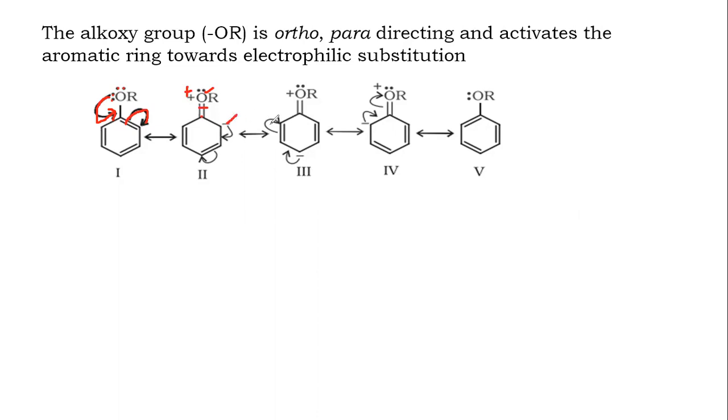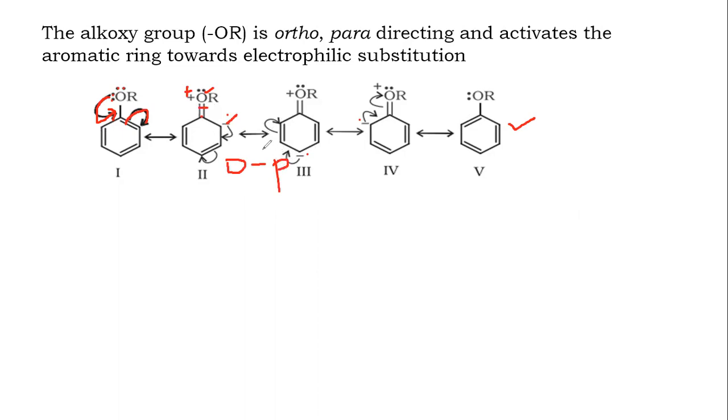And the electrons keep on delocalizing on the ortho position, para position, and ortho position in this manner. So we can say the electron density increases on the ortho and para positions.